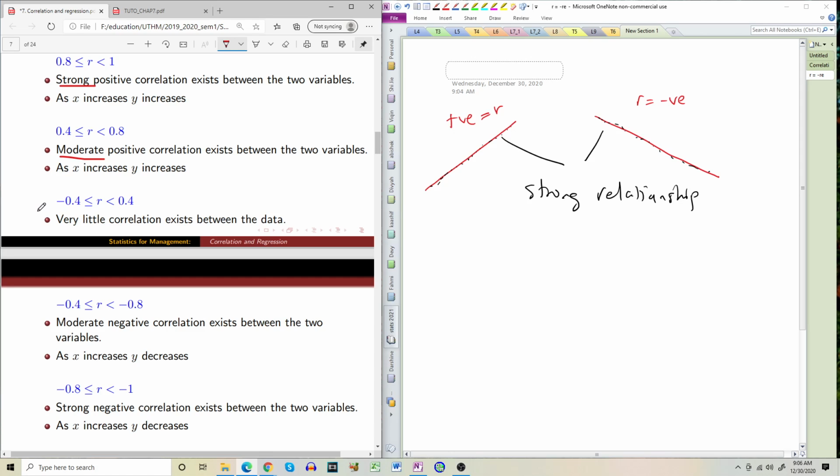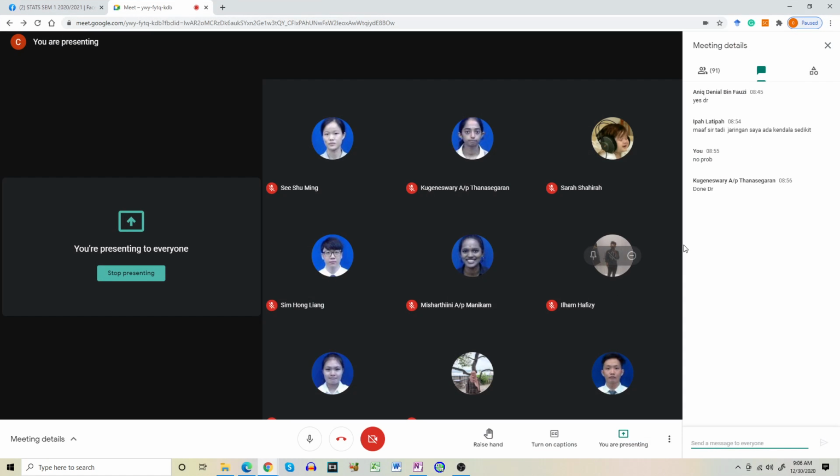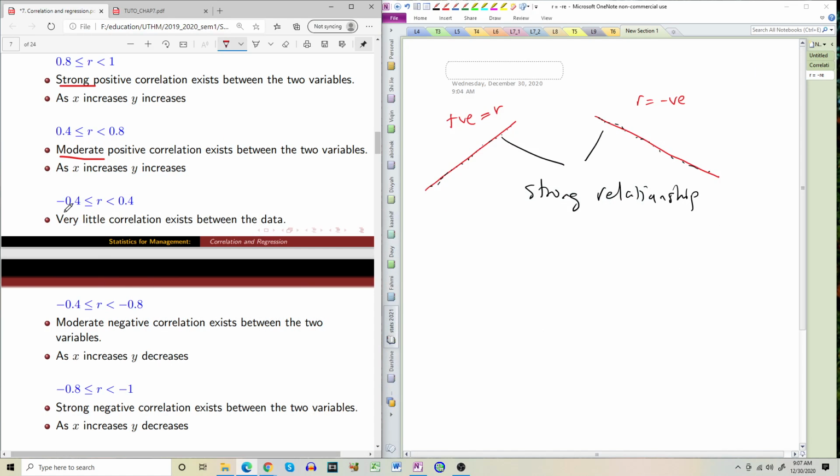If r is in between negative 0.4, did anybody ask any question to me? No, okay. If r is in between negative 0.4 and 0.4, very little correlation. That's all. Nothing increases, nothing decreases. No need to write that because we cannot conclude when r is in between this.